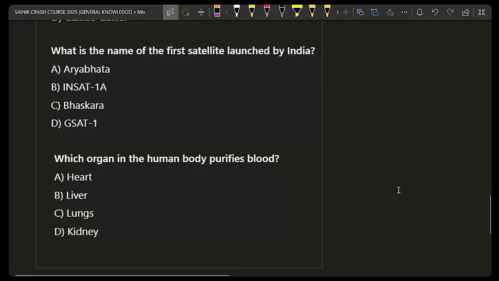Which organ in the human body purifies blood? Heart, liver, lungs, kidney.